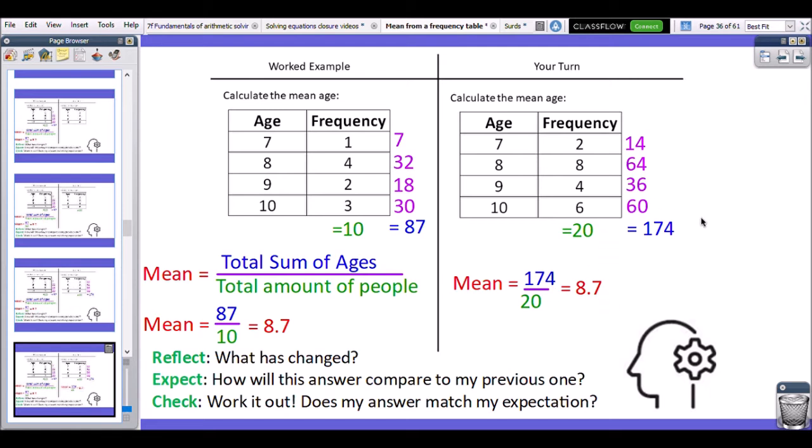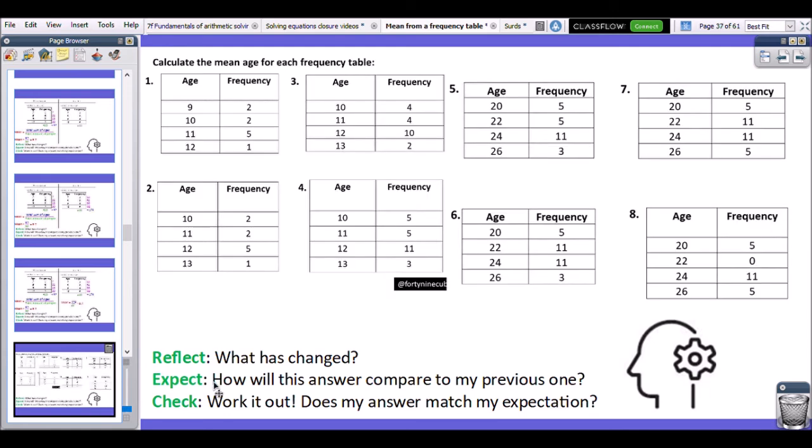Because both the total sum of the ages and the frequency have doubled. In a division problem, if you double both the numerator and denominator, the answer stays the same. You could think about these as equivalent fractions, can't you? So the mean is still 8.7, it stayed the same.